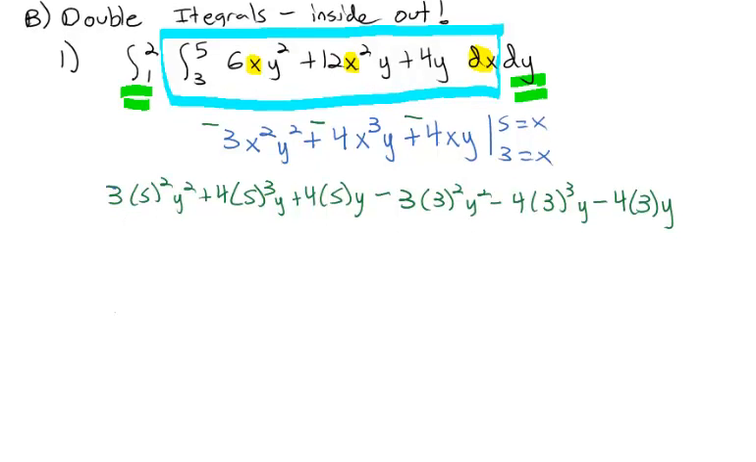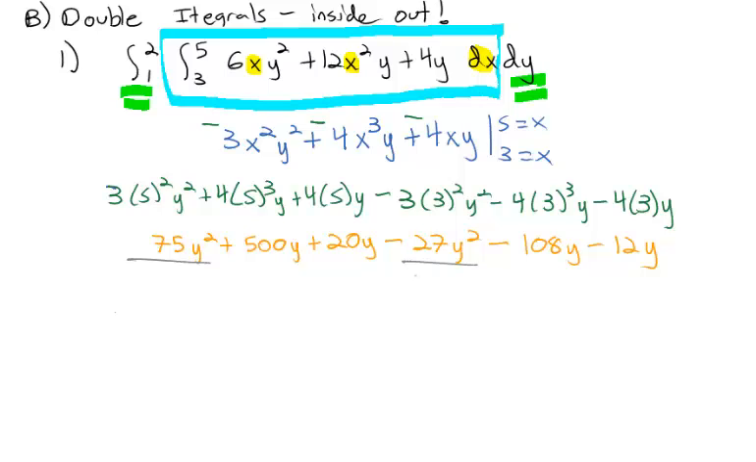And so when we simplify this, we get 5 squared is 25 times 3 is 75 y squared plus 5 cubed is 125 times 4 is 500y plus 20y minus 3 squared is 9 times 3 is 27 y squared minus 3 cubed is 27. 27 times 4 is 108y minus 12y. Combine like terms, 75 minus 27 is 48 y squared. Then we've got 500 plus 20y, so that's 520, minus 108 is 412, minus 12y is plus 400y.